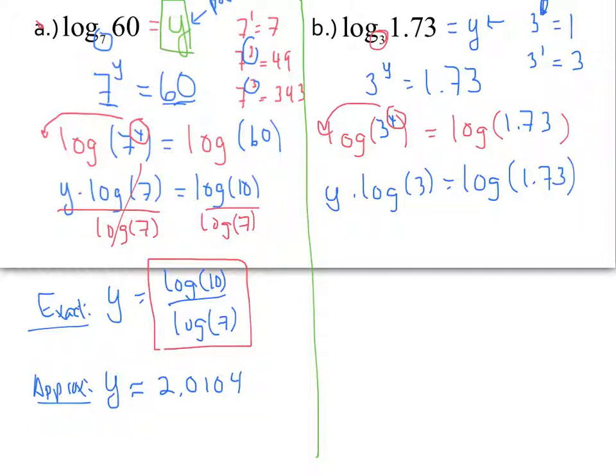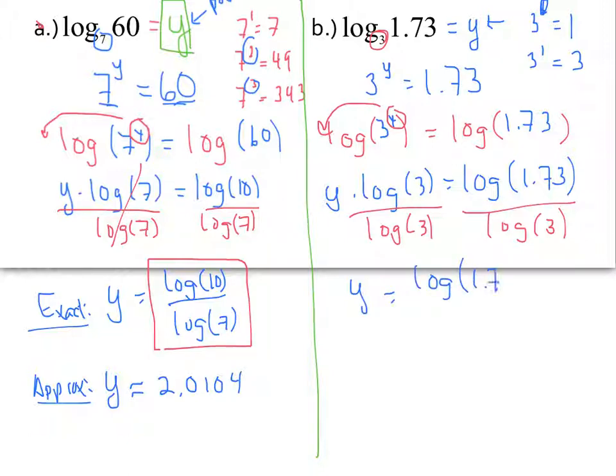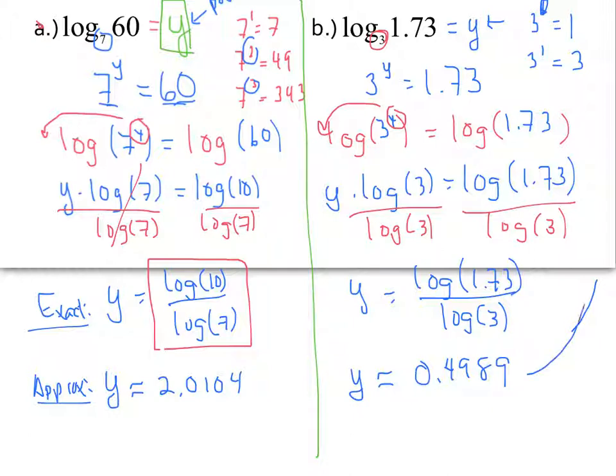Well, that means now I can divide both sides by log of 3. And when I divide both sides by log of 3, I get that y is equal to log of 1.73 divided by log of 3. And so that would be my exact answer. But if I want an approximation, then I plug that into my calculator and I get 0.4989, which makes a lot of sense because that's exactly what we expected up here, a number between 0 and 1.